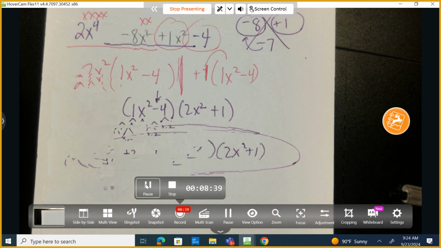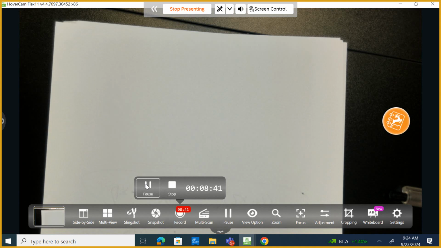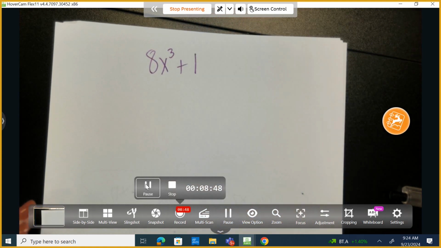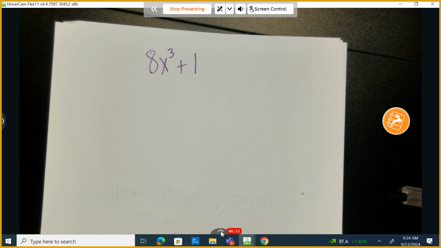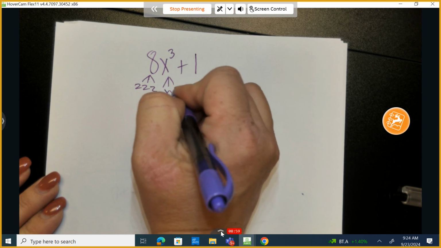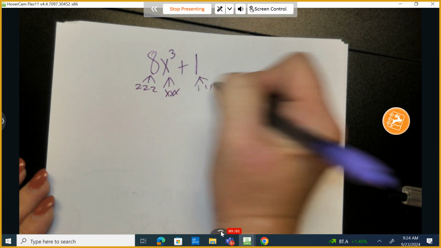Now we're going to go back to cubes. Remember, 1 times 1 times 1. It's how we started off with learning factoring about 2 weeks ago. So let's start with this one. 8x cubed plus 1. From 2 weeks ago. Now this was brand new for you, whether you had Miss Castro or not. Remember, 8 breaks into 2, 2, 2, it's a perfect cube. X cubed breaks into x, x, x, and 1 breaks into 1, 1, 1.